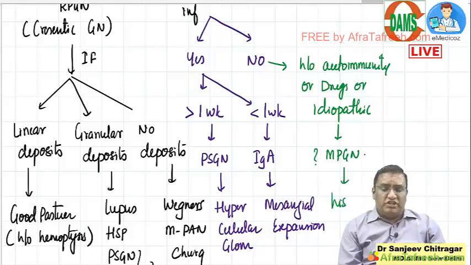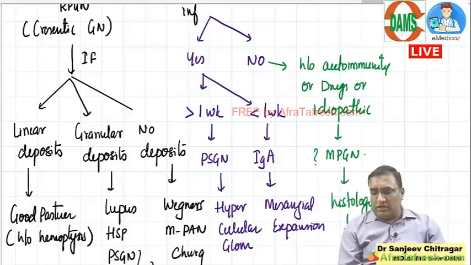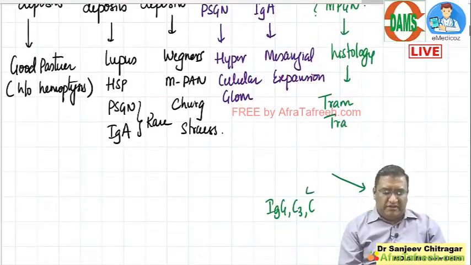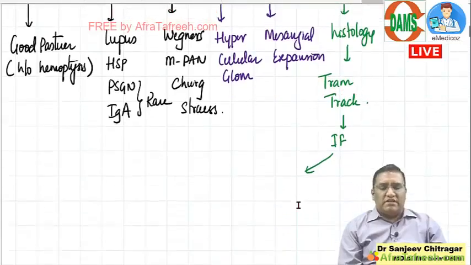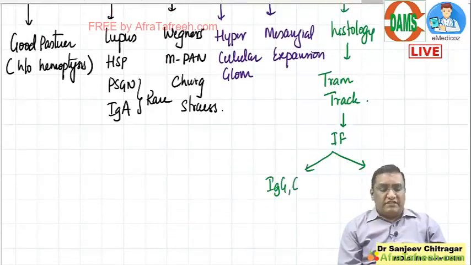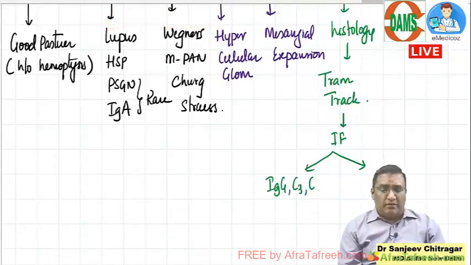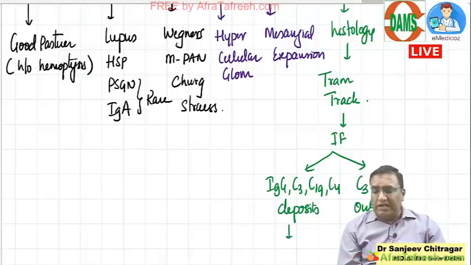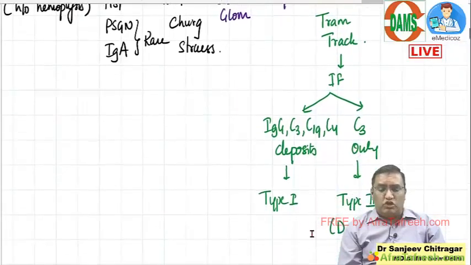So if it is MPGN, what do I look for? Histopathology. How does it help me? Histopathology will show tram track appearance. I'll show the image subsequently, don't worry about it. Now confirm with IF. Immunofluorescence, if it is immune mediated, then there will be immune deposits including immunoglobulin and complement C3, C1q, C4. All complements and immunoglobulins are deposited. Then it is type 1 MPGN. Only C3 deposited, which is C3 nephritic factor induced, is type 2 MPGN. Remember, in type 2 MPGN there is no immune complex. It's not an immune complex mediated disease.